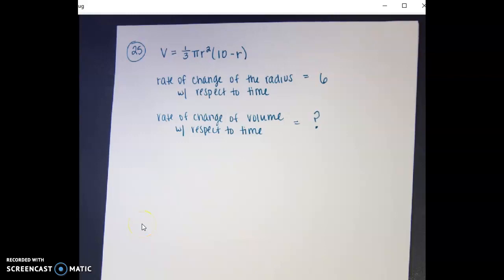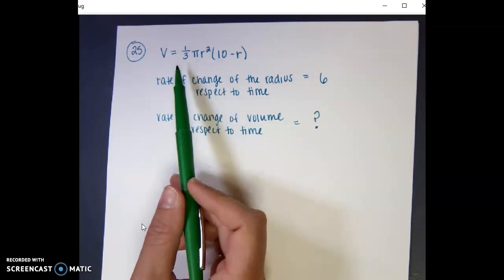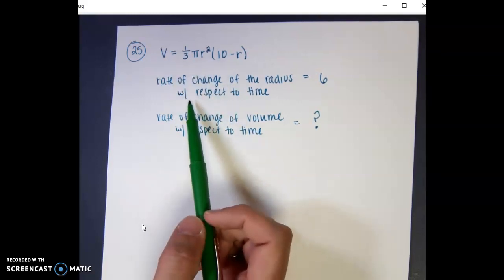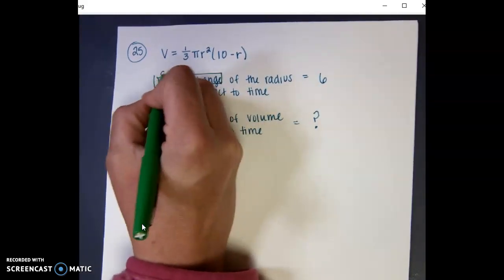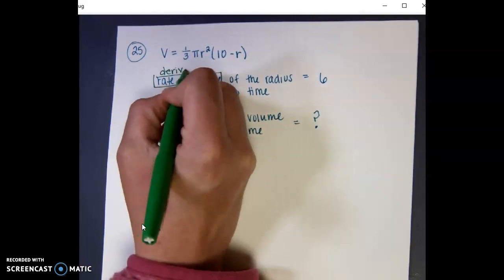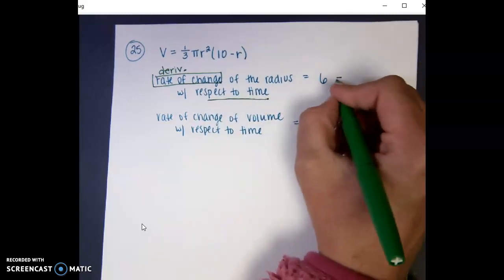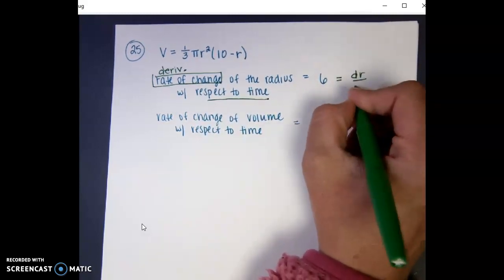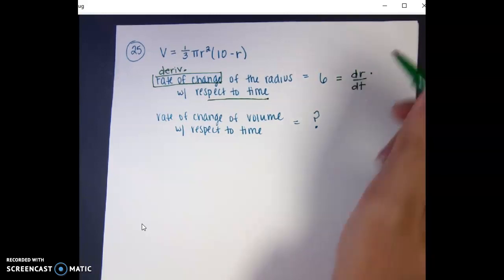Okay, so for 25, it gives you the volume of a cone. R is the radius of our cone, and V stands for volume. So there's the equation. Then it says the rate of change of the radius with respect to time. So guys, remember, rate of change means derivative. And because it's with respect to time, that means this 6 is our dr over dt, the derivative of the radius with respect to time.